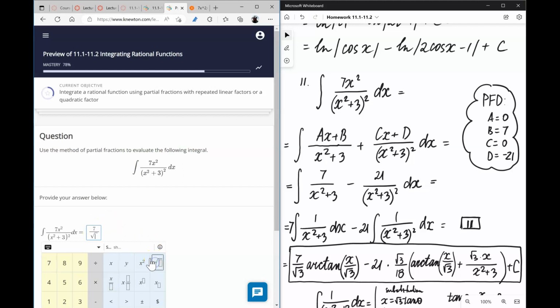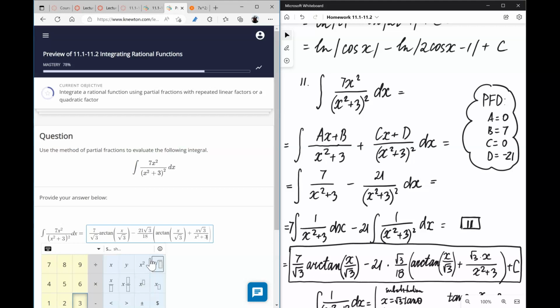So 7 over square root of 3 arctan of x divided by square root of 3, and this one we have 21 square root of 3 divided by 18, times arctan of x divided by square root of 3 plus x square root of 3 divided by (x squared plus 3).